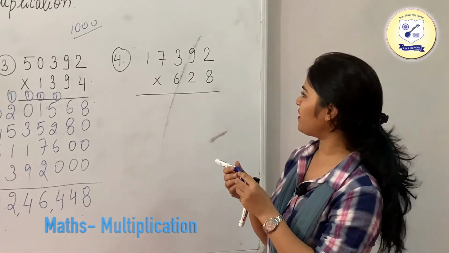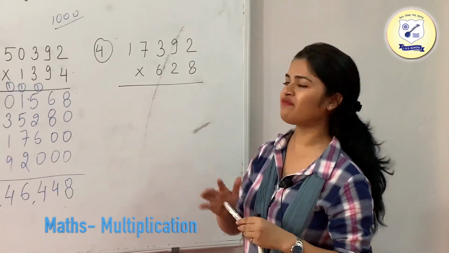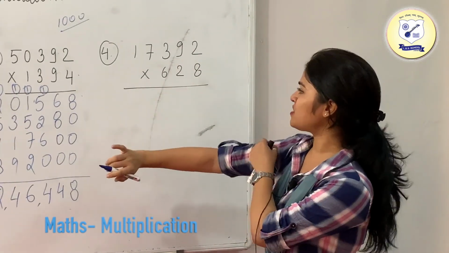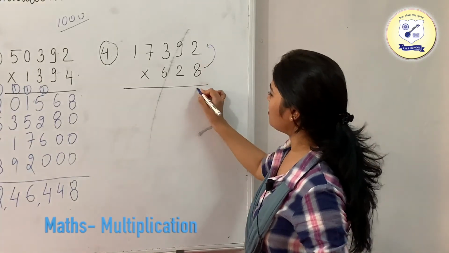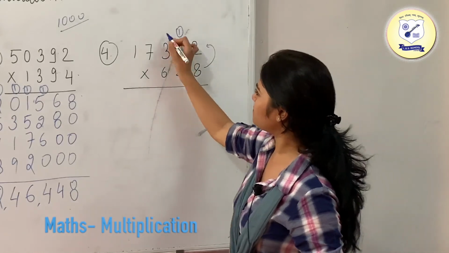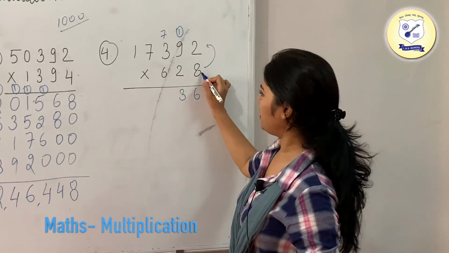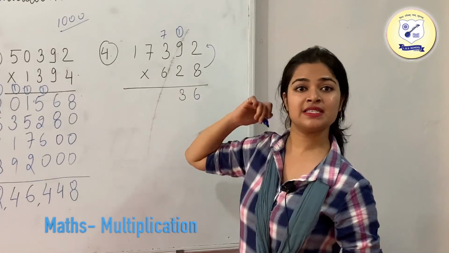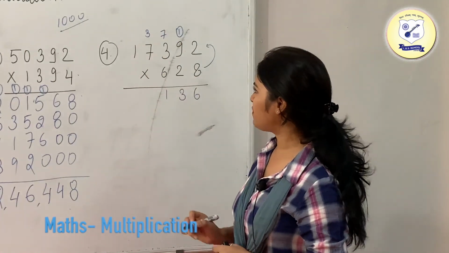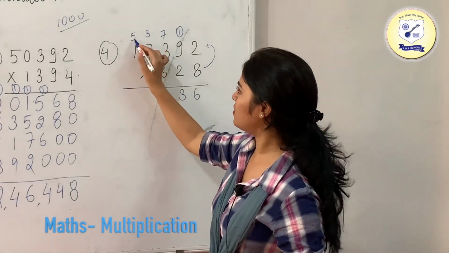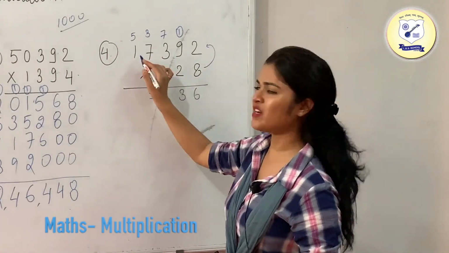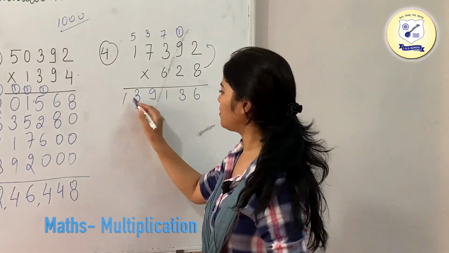So now we are having the last example with us, which is a 5-digit number, and we are going to multiply it with a 3-digit number. So just start multiplying this. 8 2s are 16. 8 9s are 72. 72 plus 1 is 73. 8 3s are 24. 24 plus 7 is going to be your 31. 8 7s are 56. 56 plus 3 is your 59. 8 1s are 8. 8 plus 5 is your 13.